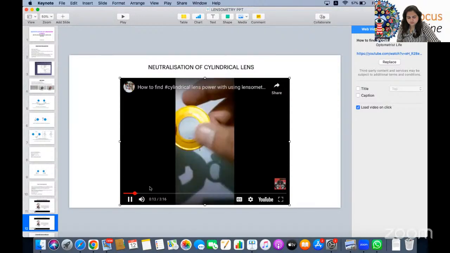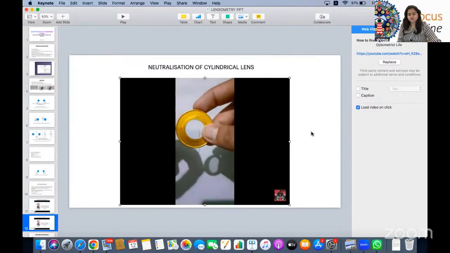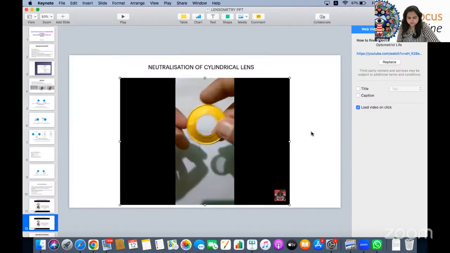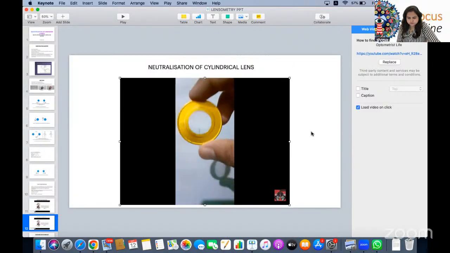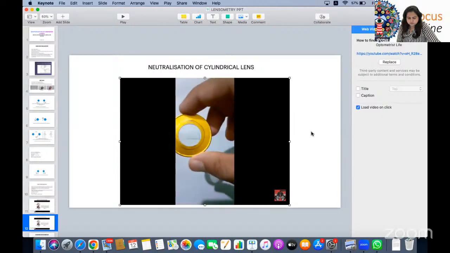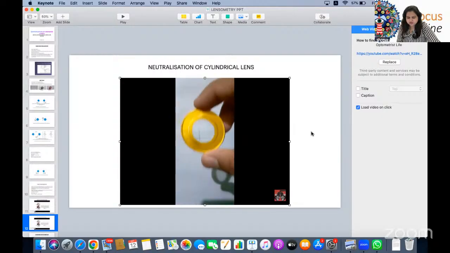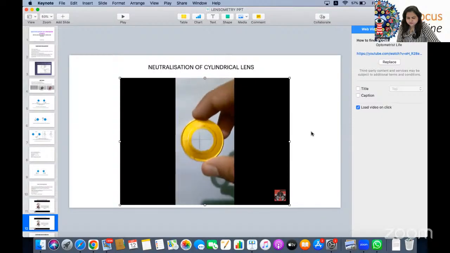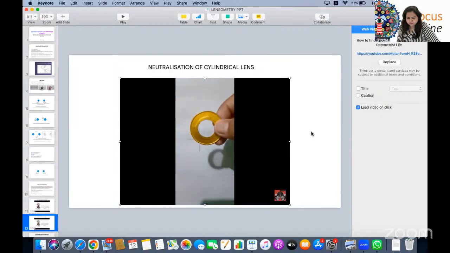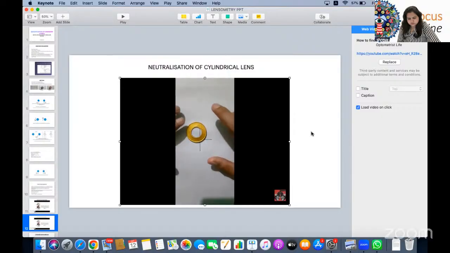First of all, we need to find out what type of lens it is. We can do this by seeing its movement. There is a movement in the same direction as the lens, so we know that this lens is concave. We see the movement is a "with" movement, which means it is a minus cylinder lens. And to neutralize this lens, we need plus cylinder lenses.